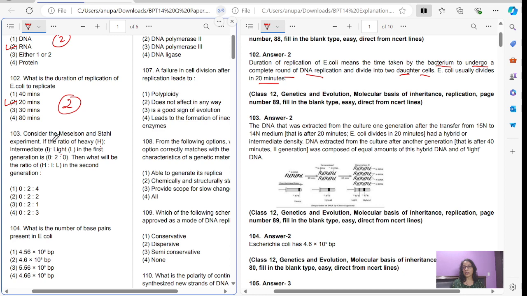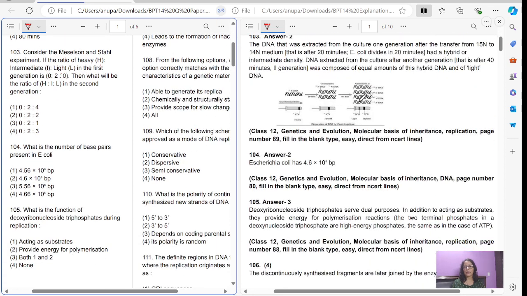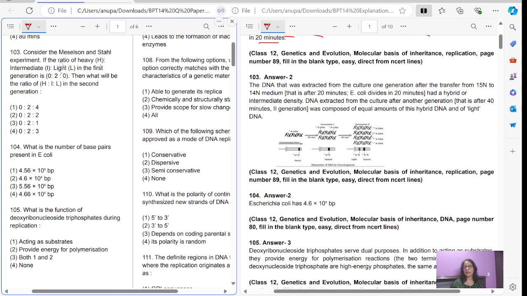Now let's move to the question number 103. Question number 103 states that consider the Meselson and Stahl experiment. If the ratio of heavy, intermediate, light in the first generation is 0:2:0, then what will be the ratio of heavy, intermediate, light in the second generation? So we have to find out the ratio of heavy, intermediate and light in second generation. So in first generation we will have intermediates only.